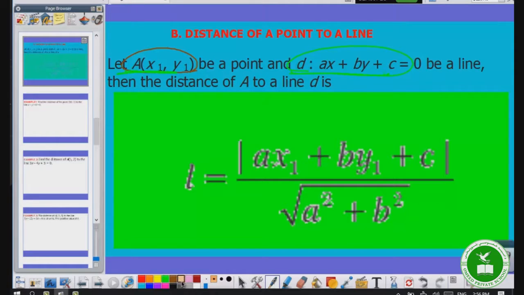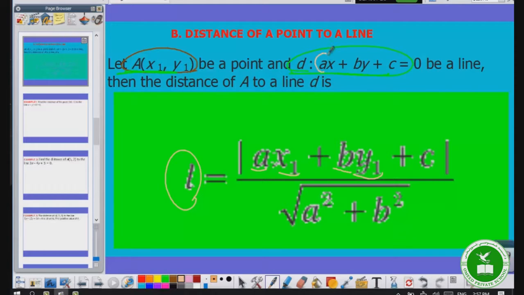As you see, L, meaning the distance between this point and that line, will be equal to the absolute value of A times x1 plus B times y1 plus C, divided by the square root of A squared plus B squared. You know what A, B, C are? A, B, C are coefficients of variables in the equation of the line.